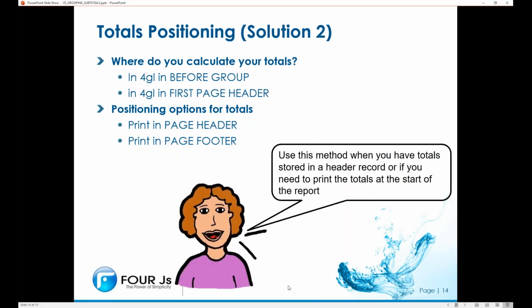For total positioning or solution 2, they have another option: what if you calculated your totals in before groups or in the first page header. Their positioning options for those types of totals are to put them either in the page header or in the page footer. We'll be hitting those in chapter 7, so we'll be hitting those after the break. But you can use this if you have totals that are stored in a header record.